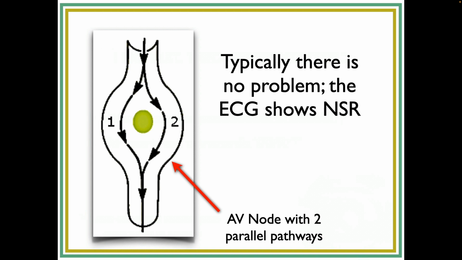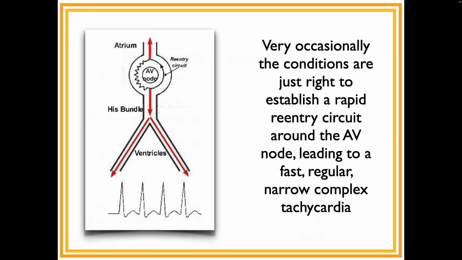It's meaningless unless the conditions are just right. We're not going to get more detailed than to say the conditions are just right to set up a re-entry circuit that's going to go round and round the AV node. And like all re-entry circuits, there are certain things that are true about this particular kind of re-entry circuit. It's very rapid, can be as rapid as 200 times a minute. It doesn't have to be that rapid, but it can be. It's very regular. It goes around and around in a very regular manner.